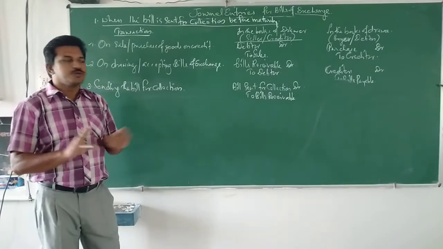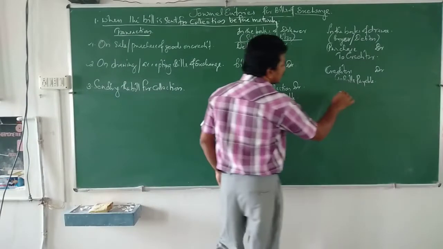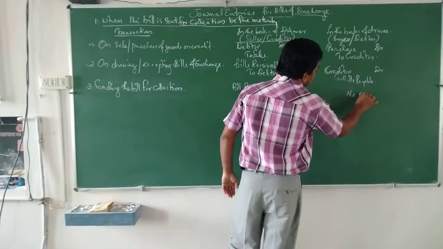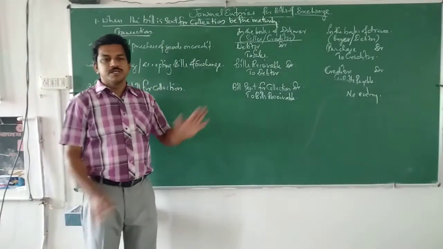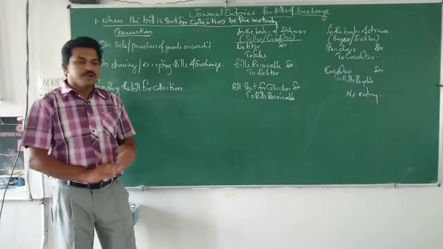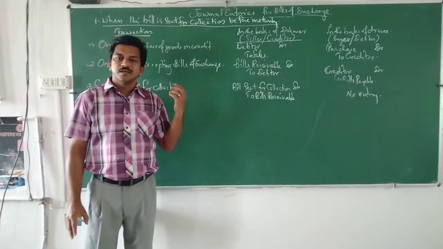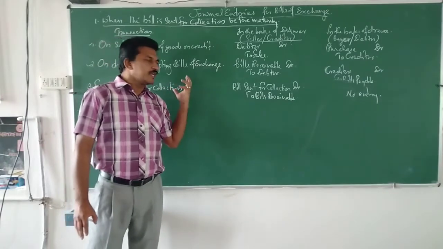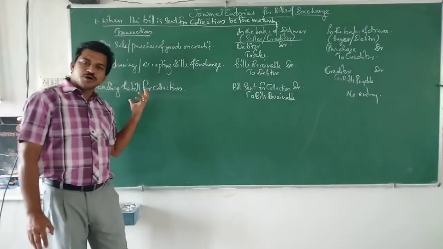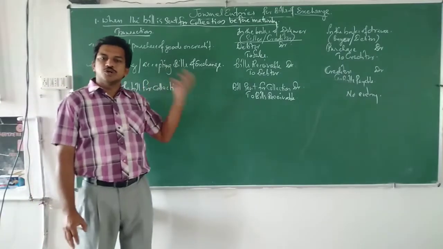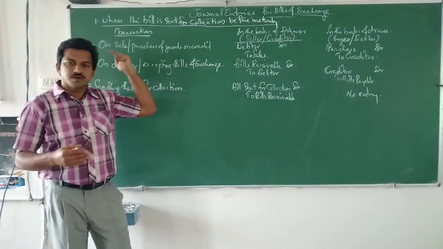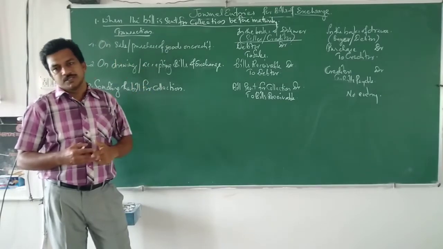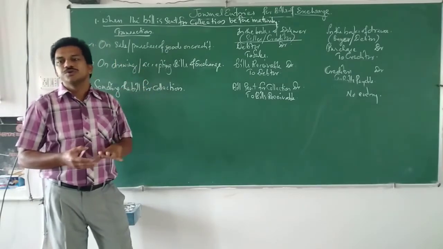For him there is no need of writing a journal entry because it is not a matter for him. Why is there no journal entry? Because whether the drawer sent the bill for collection or not, he has to pay the money. So on payment we know what journal entry he will write: bills payable debtor to cash or bank.